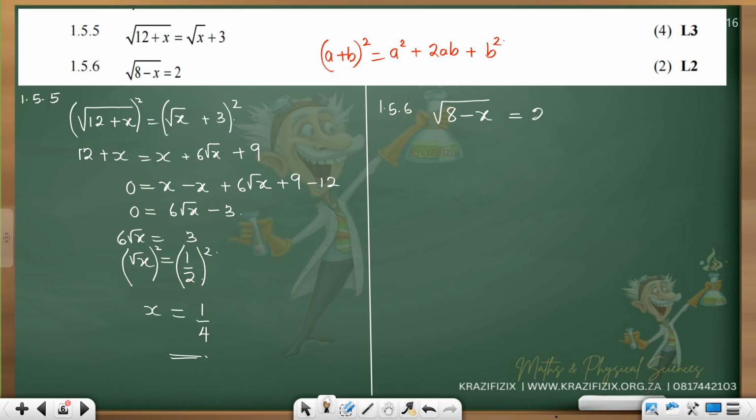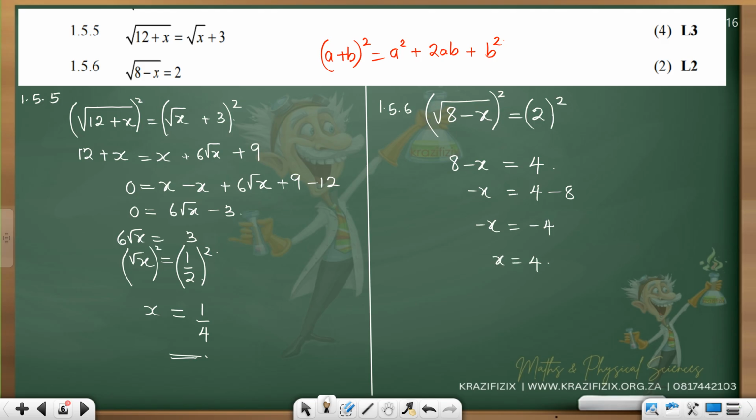8 minus x. Already isolated, right? What do we do? We just square. 8 minus x is equal to 4. All right? Negative x equals 4 minus 8. Negative x equals negative 4.